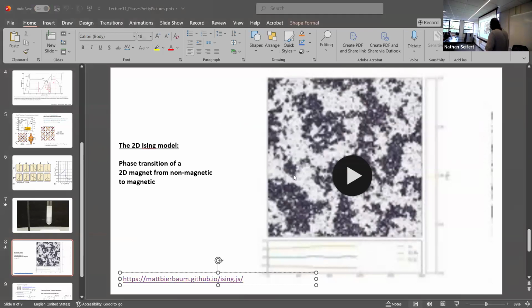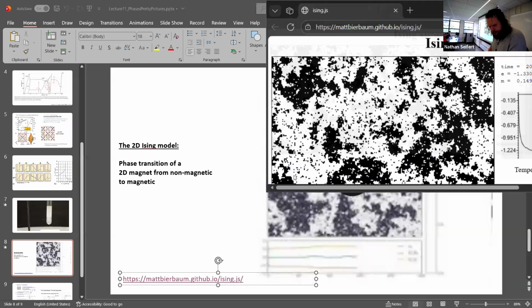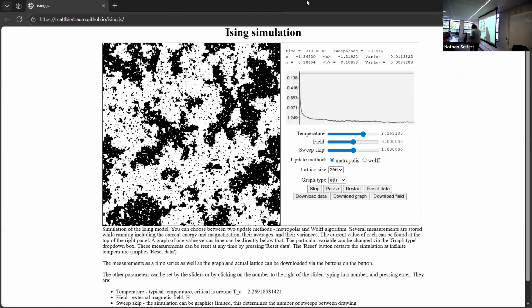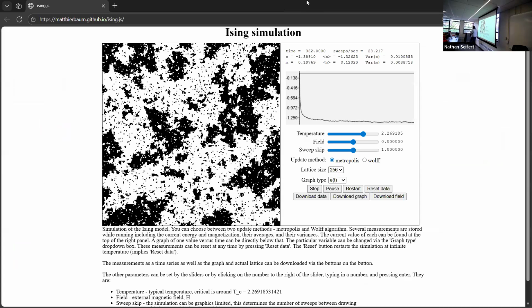So let me explain this very simply. This is what's called the Ising model, and it's a model of a two-dimensional magnet. The way this model works is very simple.